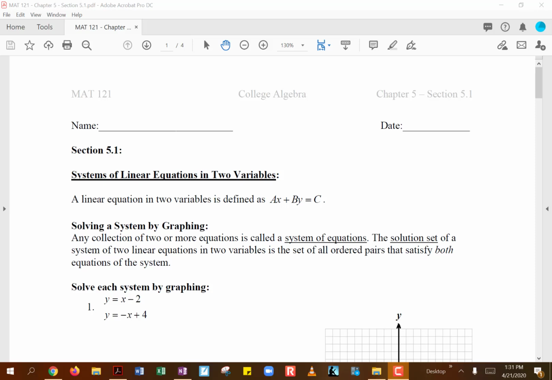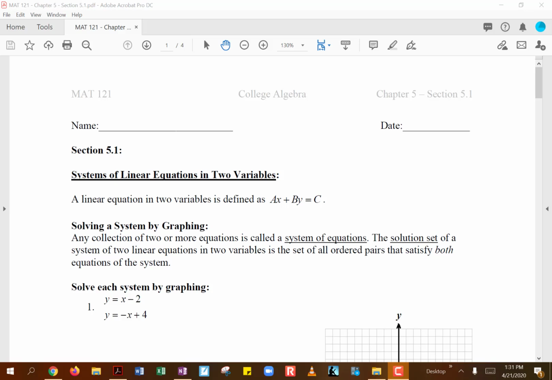Everyone, we're starting chapter 5 today, and section 5.1 is more like a review section because this is something you should have done in your previous courses. But we're going to go over it just quickly to make sure that everybody is on the same page and you are familiar with how to solve systems of linear equations.